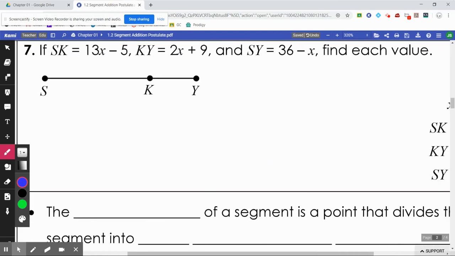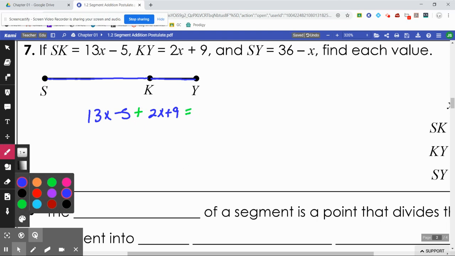Number 7, now we're going to be finding everything. SK is 13x minus 5. That's this distance. KY is 2x plus 9. So when I take 13x minus 5 and 2x plus 9, that's my two smaller lengths. When I add those lengths together, it will equal the total length. It will equal SY, which is 36 minus x.